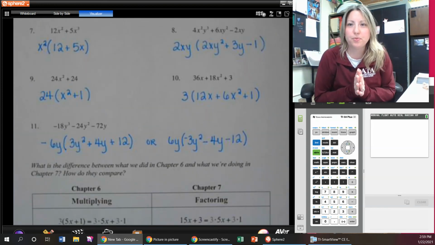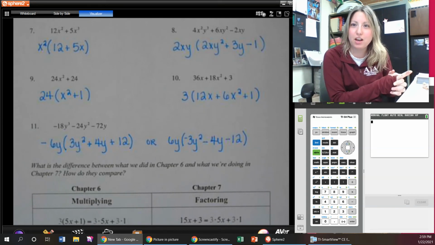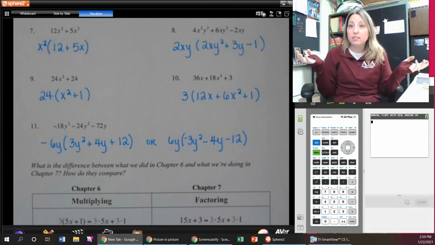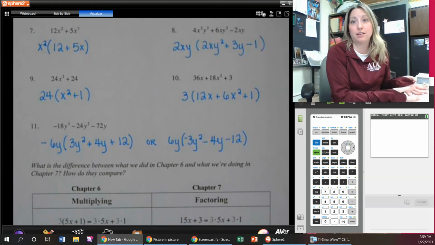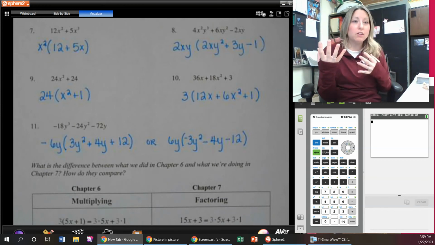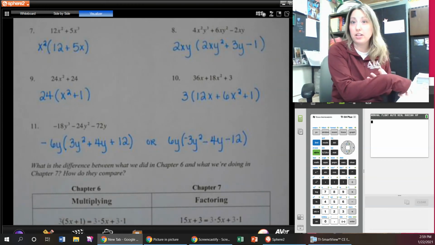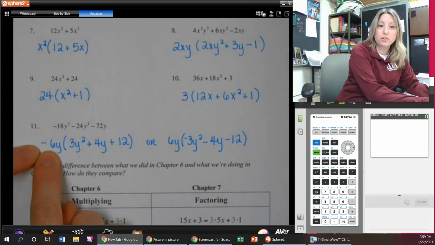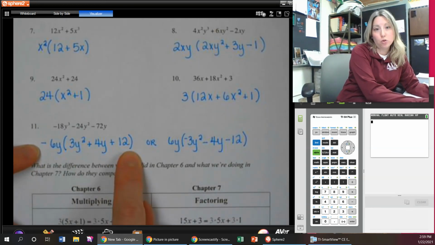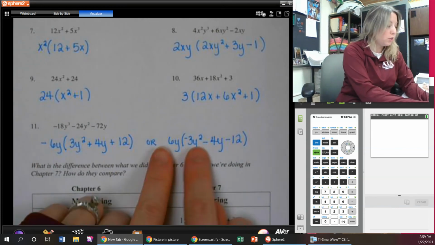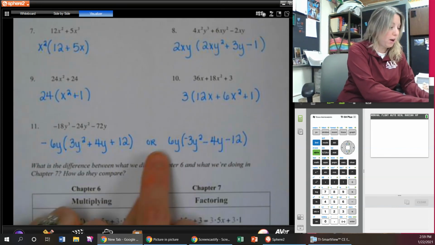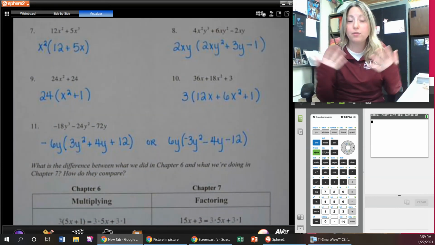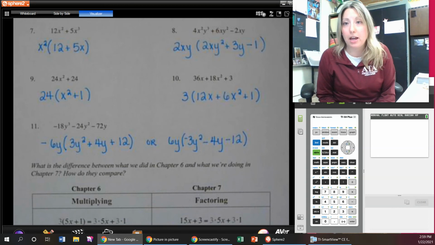Okay, how'd we do? On number 7, there is no common number that can come out, which is fine, but there are a common amount of x's that can come out, right? On number 11, you could pull the negative and now all the signs of the leftover are positive, or you could leave all the signs of the leftover negative by only pulling a positive 6y. Either one is fine when it comes to that part. That's a choice on your behalf.